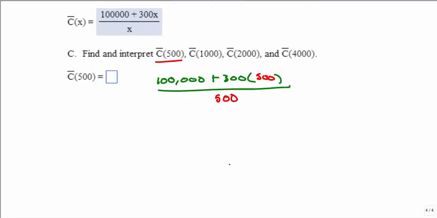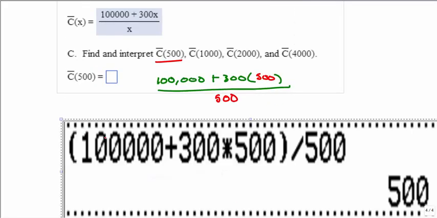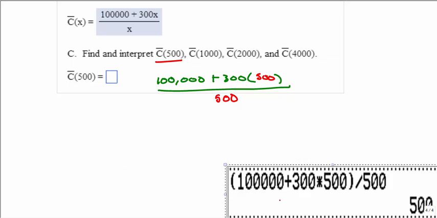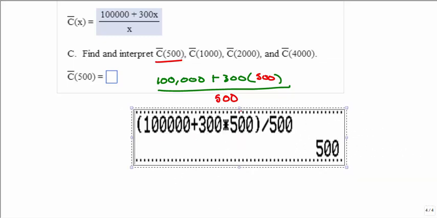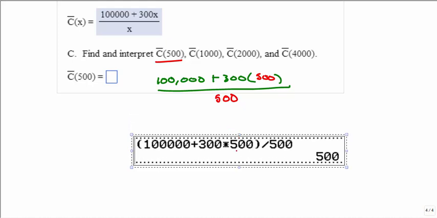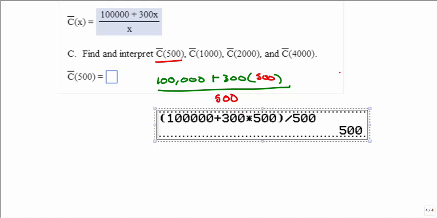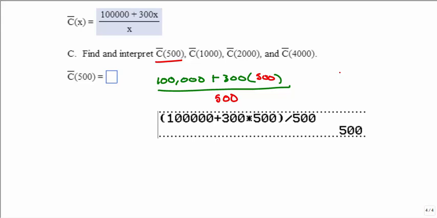And I wouldn't expect that for plugging in 1,000. I won't get 1,000 back. You need to make sure that you actually plug in these numbers. So when I plug in 500, for this one, I happen to get 500 back. Again, that's not something you can predict for every single value. Now it asks us next to interpret what C bar of 500 means. So let's go ahead and look at the options that they give us for interpretation.